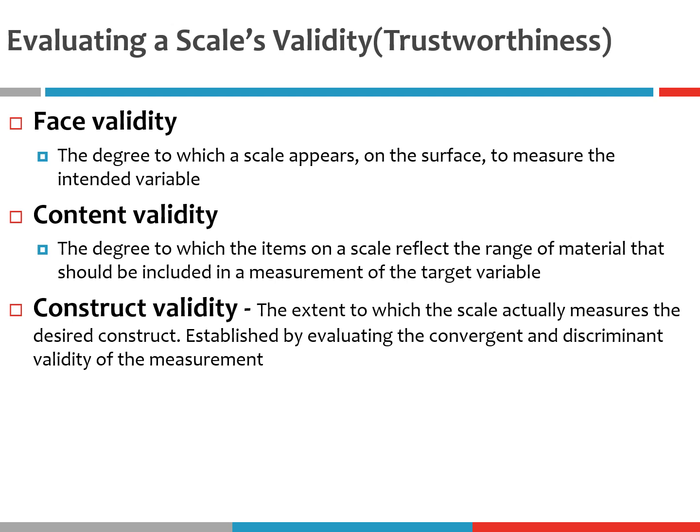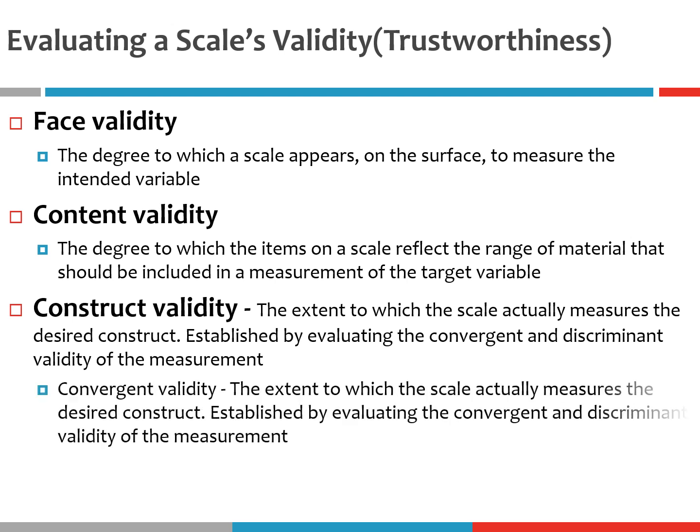Construct validity. This is the extent to which the scale measures the desired construct. And there's two forms of construct validity. They're called convergent and discriminant. Convergent validity is the extent to which a scale measures the desired construct by comparing it with another scale that measures something similar. So let's say you're developing a new anxiety scale and you want to see if it's valid. Does it have convergent validity, which is a form of construct validity?